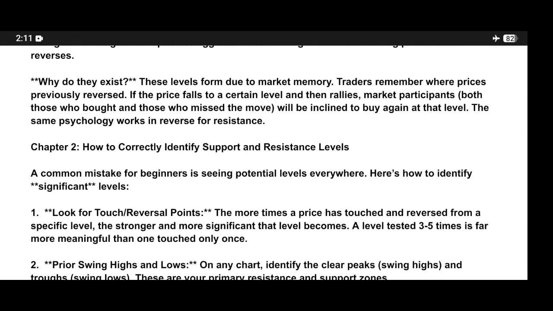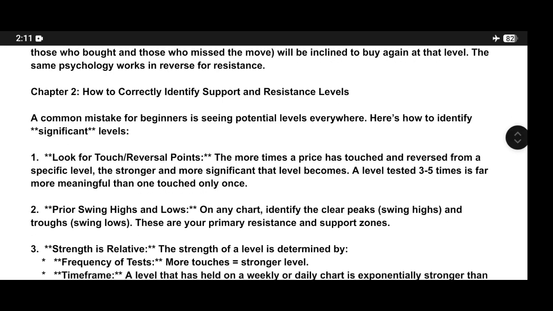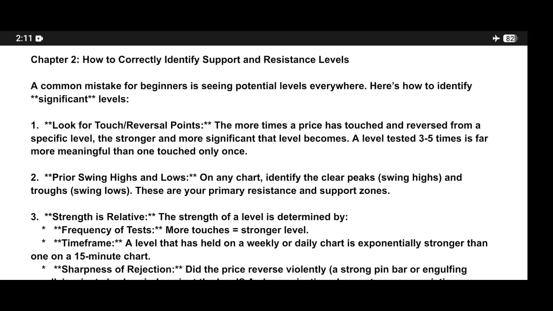Chapter 2: how to correctly identify support and resistance. Are you getting me? A common mistake for beginners is seeing potential levels everywhere. But here is how to identify significant levels of support and resistance. Number 1: look for touches or reversal points. The more times price has touched and reversed from a specific level, the stronger and more significant that level becomes. A level tested 3 to 5 times is far more meaningful than one that was touched only once. Are you getting me?